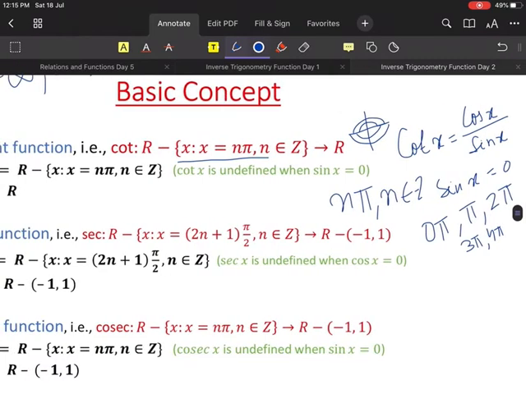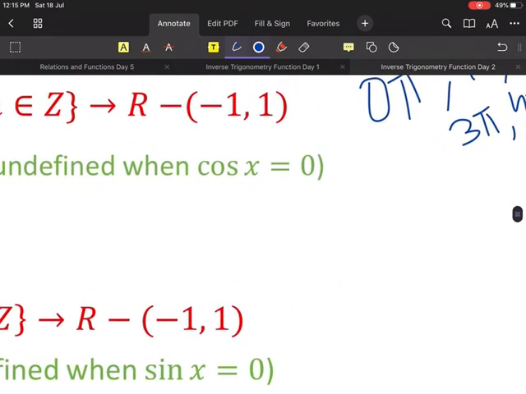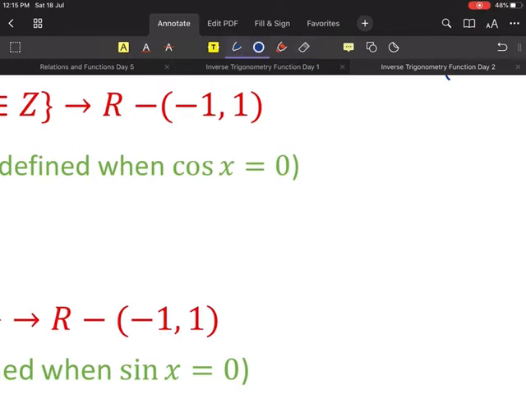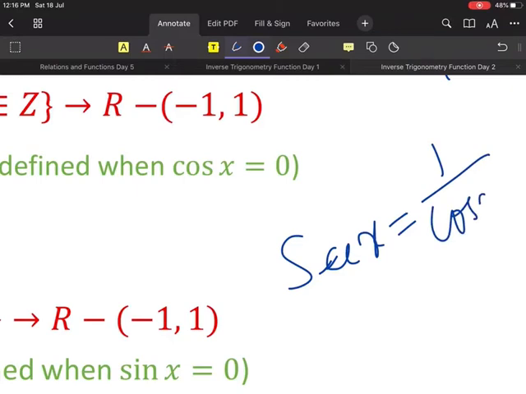Now, let's do the sec function. Secant function in the form of sine and cos, how should I write it? Sec x is the reciprocal of what? Sec x is equal to 1 by cos x.